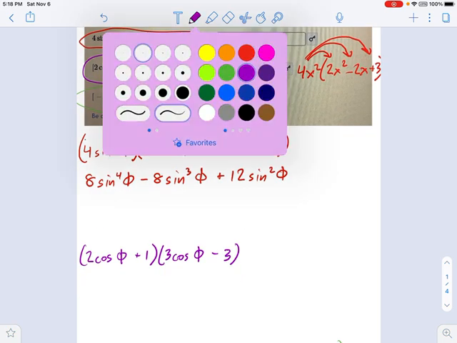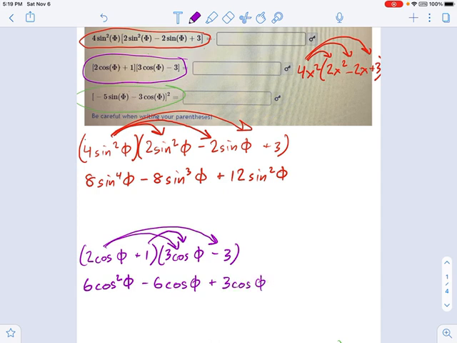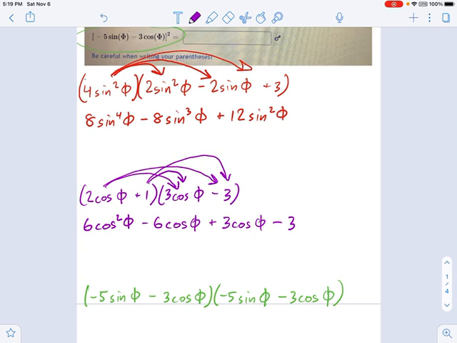Next one, it's the one I've circled in purple above. Foiling works the same way. We're going to do the first terms, so this becomes 6 cosine squared phi, and then I do the outer terms right here. That's going to be 2 times negative 3, which is negative 6 cosine phi, and then we do the inner terms right here. That's going to be 1 times 3 cosine, so that's plus 3 cosine phi, and then the last terms right here. It's going to be 1 times negative 3. That one's easy.